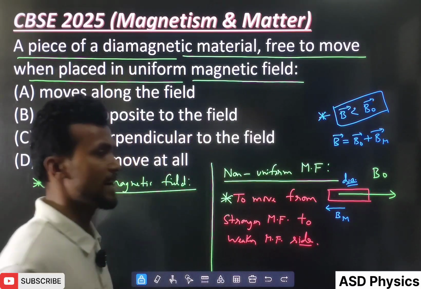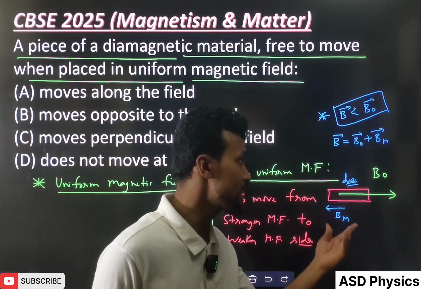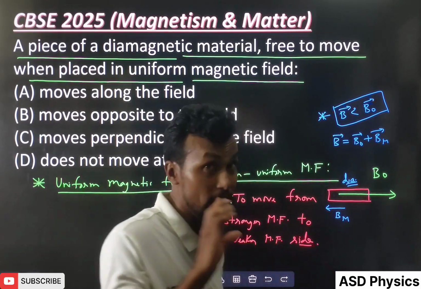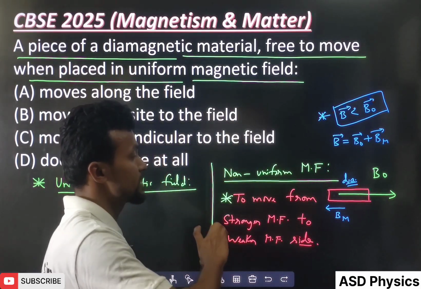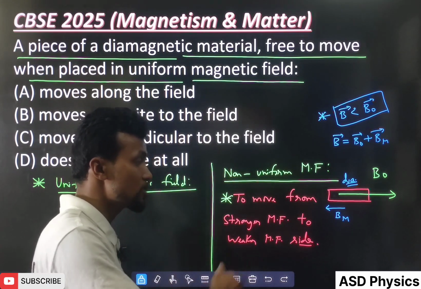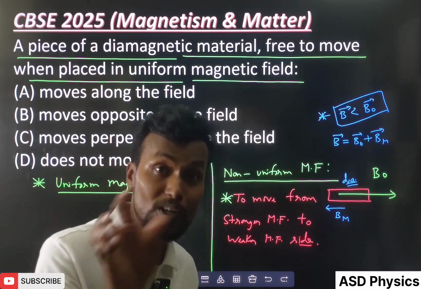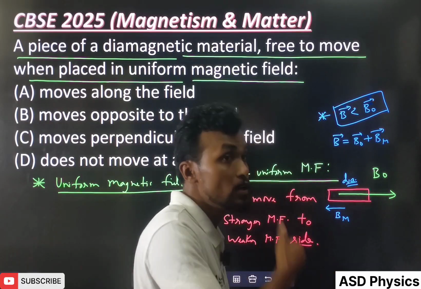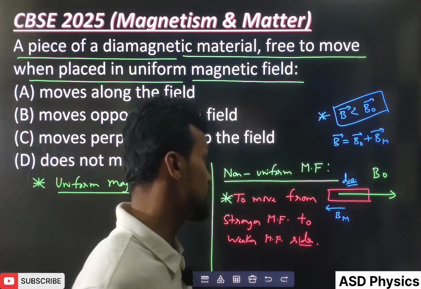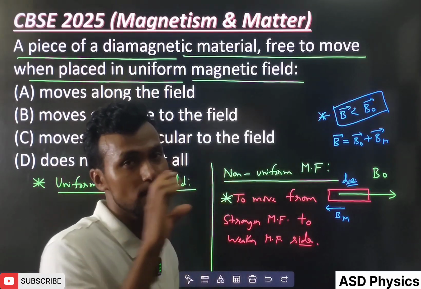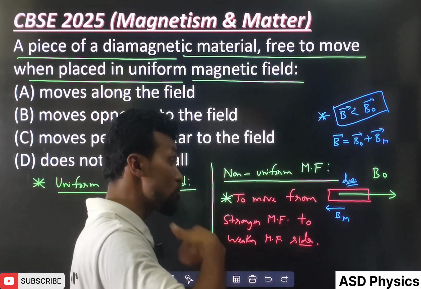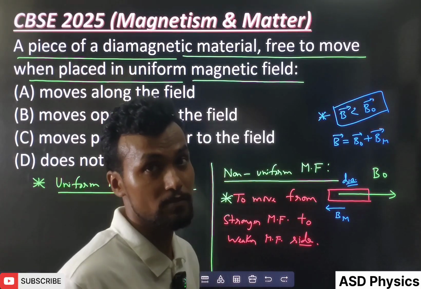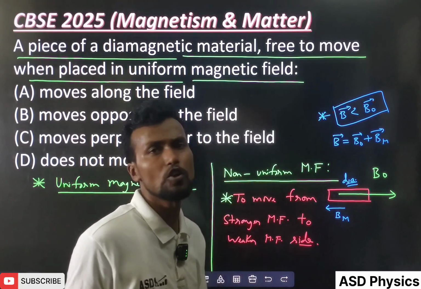This is about the dia, is it? In case of para, this Bm will come in the same direction as B naught, and a paramagnetic substance will have the tendency to move from weaker magnetic field to the stronger magnetic field. If I talk about the ferro, this Bm will be in the direction of B naught and Bm will be more than B naught for the ferro. In this situation, the ferromagnetic substance will have the tendency to very strongly move from weaker magnetic field to the stronger magnetic field. All these things I am telling for the non-uniform magnetic field.